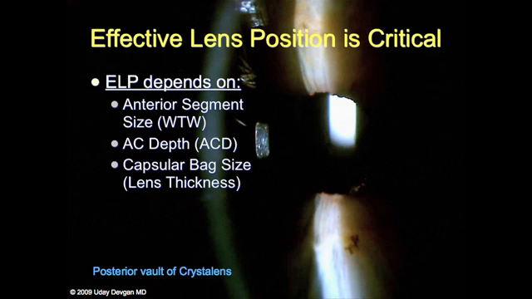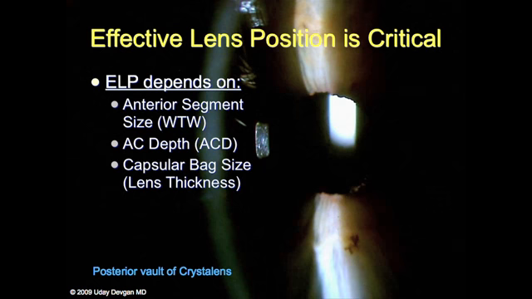For effective lens position, why is there any variability in our lens calcs? If we know such exact Ks and exact axial lengths, there should be no variability, right? Well, the answer is because you have a guesswork in figuring out the effective lens position. So where in the eye does the lens actually sit?